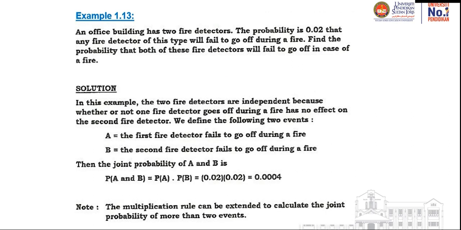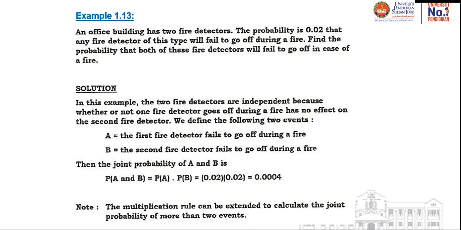Okay, let's look at example 1.10. An office building has two fire detectors and the probability is 0.02 that any fire detector of this type will fail to go off during a fire. Find the probability that both of these fire detectors will fail to go off in case of fire. First of all, maybe you can let the first fire detector be A, the second fire detector be B. There are many forms of fire detectors, most of the time it is the smoke detector.